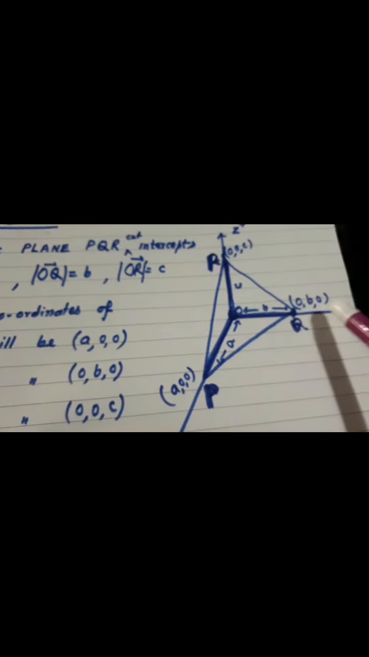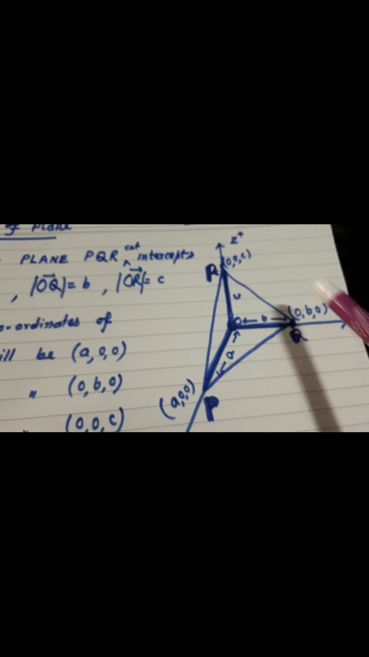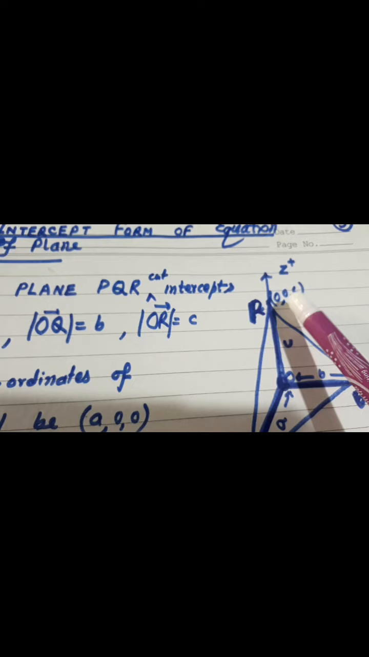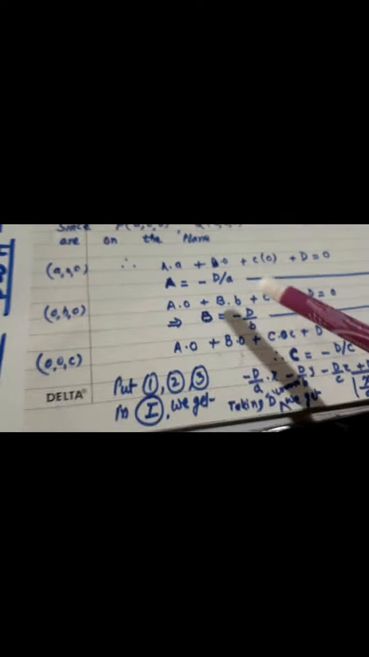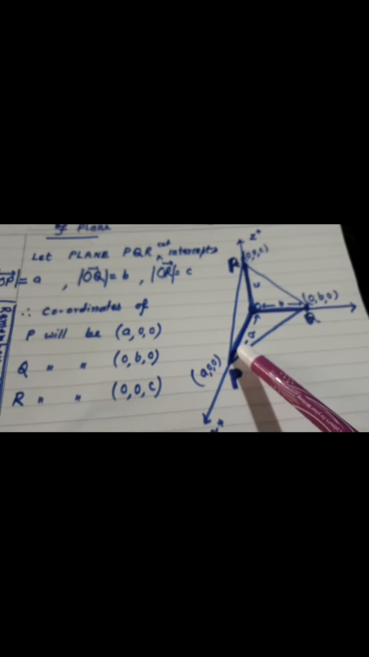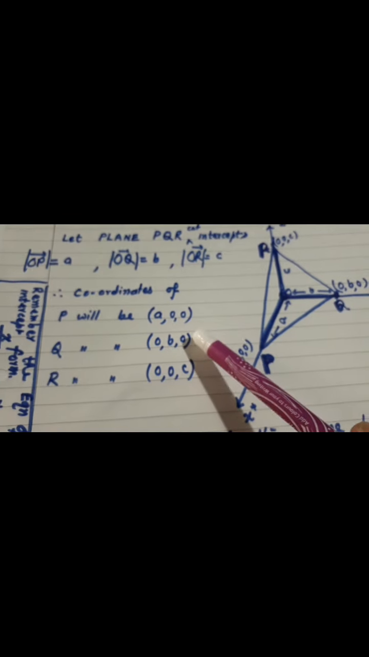Intercept form. This is the plane. It is touching all the three axes. On the x axis, look here, a 0 0. Where is it touching the y axis? 0 b 0. And on the z axis 0 0 c. So it is the same as it was in 11th class. The equation is x over a plus y over b plus z over c is equal to 1. It is passing through 3 points. First point is a 0 0, other point is 0 b 0, third point is 0 0 c.